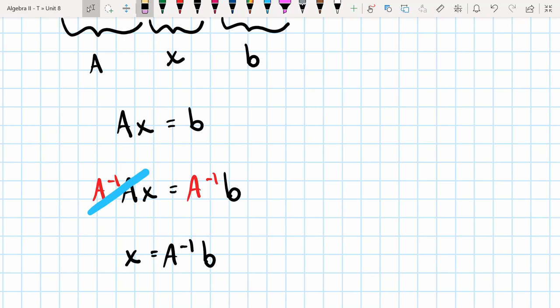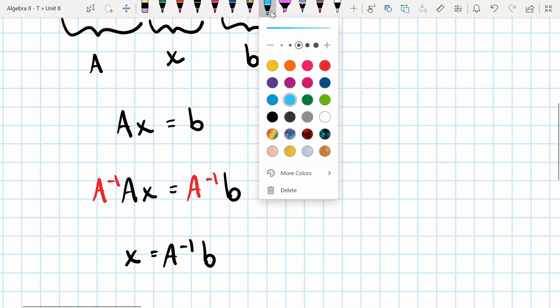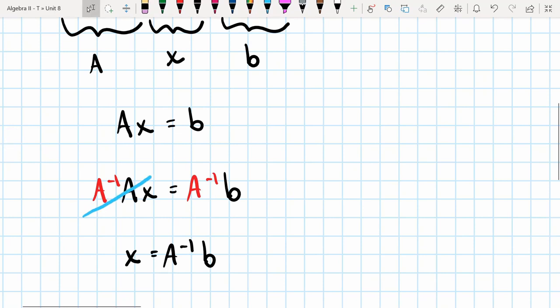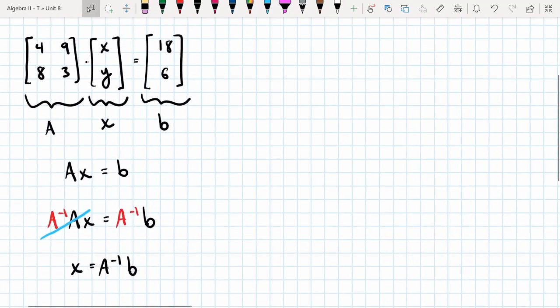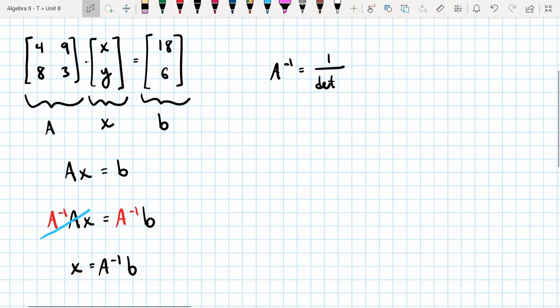So our goal here now is to find the inverse of A and then just multiply by B. Okay, so let's do that over here. The inverse of A, we know from previous videos, is 1 over the determinant of A times 3, negative 9, negative 8, and 4.